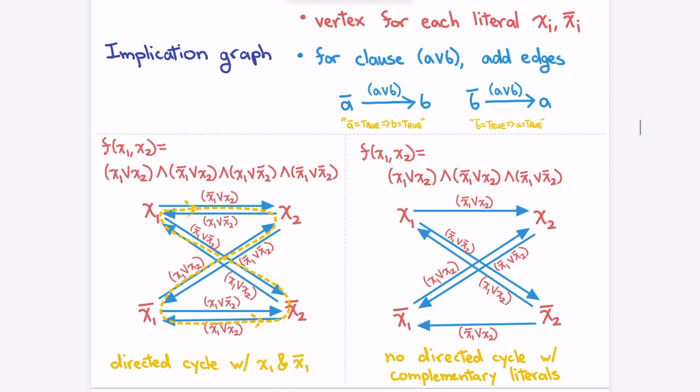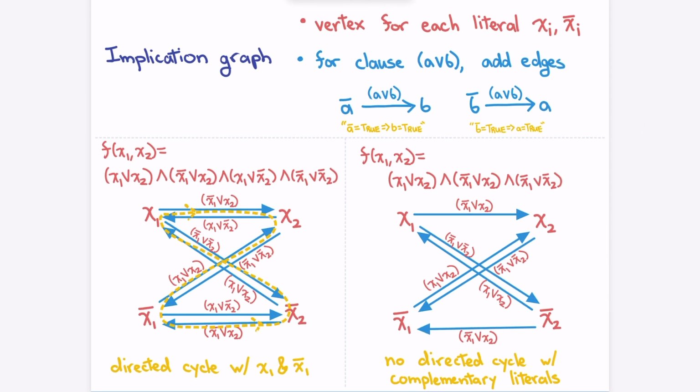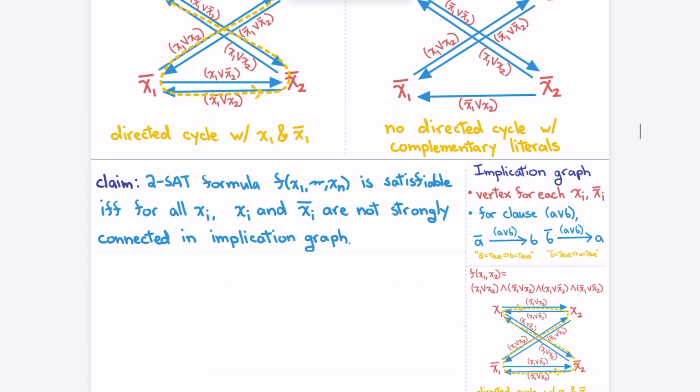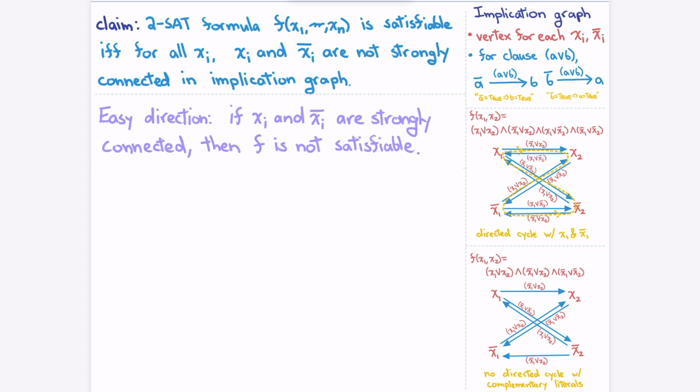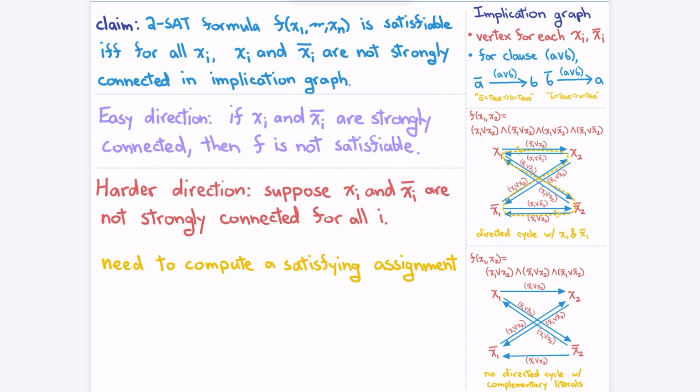And that's what we will show. Okay. So we're looking out for these cycles. Algorithmically, that's what we're going to try to do. We want to show that whether or not a literal and its opposite are in a strongly connected component is a determining factor. The easy direction, as we already noted, if they are in the same connected component, it's definitely impossible. So the interesting direction is if they're not in the same strongly connected component for any variable, let's come up with an assignment.